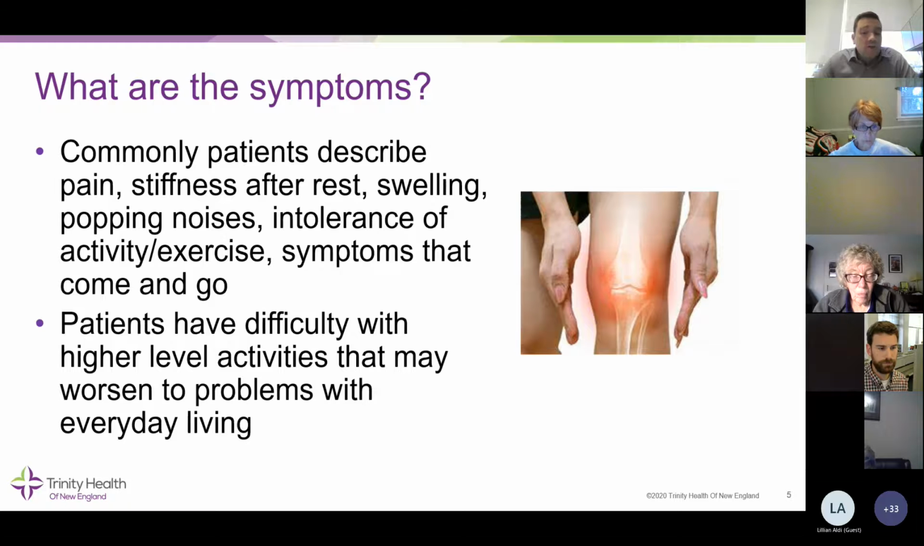They may also notice that the symptoms come and go. Some days the knee feels really good, and other days the knee not so much. You know, they can go out and have a nice, good, active day one day, and then wake up the next day, and the knee is all irritated and inflamed. There's a lot of swelling involved at times. And patients notice that as the arthritis progresses, they have more difficulty with those higher level activities that they used to enjoy, and the symptoms can even progress to the point where they interfere with simple everyday activities.